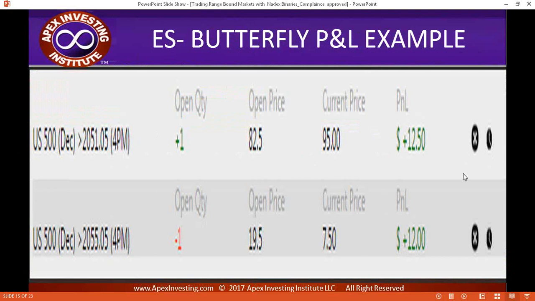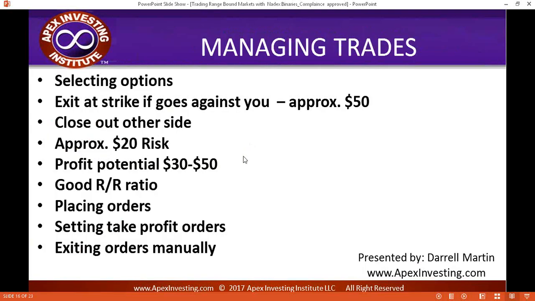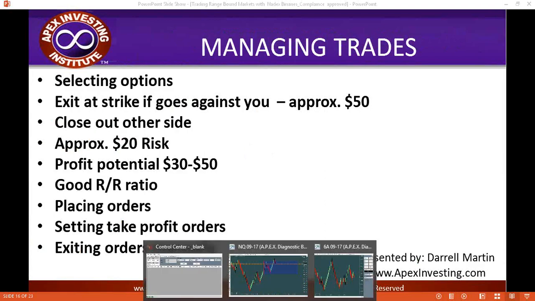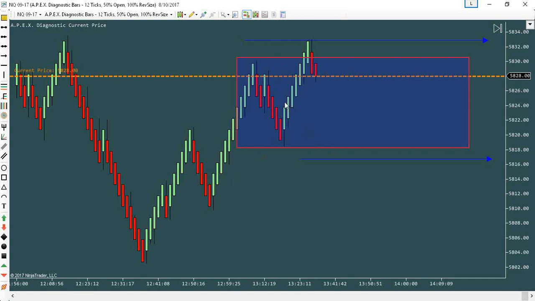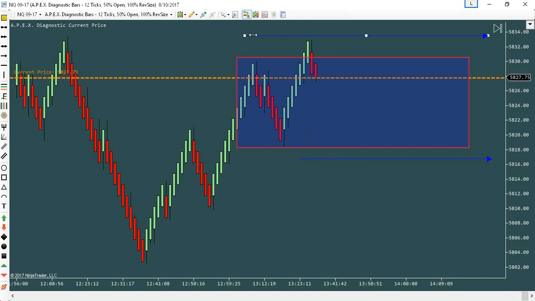The screenshot is before expiration, obviously. But look at this particular screenshot here. Okay, I bought one for 82, sold one for 19. What are we ideally looking to do? Let me show you. Let's go back to this example right here, okay? And again, this is not the proper market condition. I just am trying to get this point across to you.